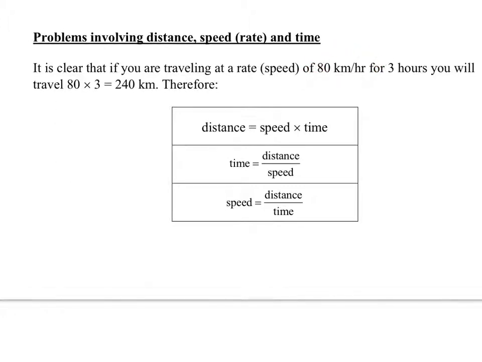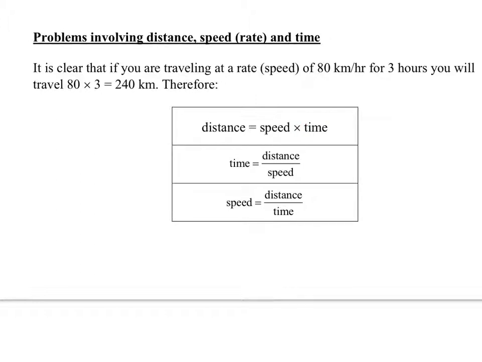If you have problems remembering that, just try and imagine if you were traveling at 80 kilometers per hour for 3 hours. Well, how far would you go? It'd be 80 kilometers every hour for 3 hours. You would have to travel 80 times 3, 240 kilometers. So that distance, the 240, we got by multiplying the speed by the time. So the distance equals speed multiplied by time.